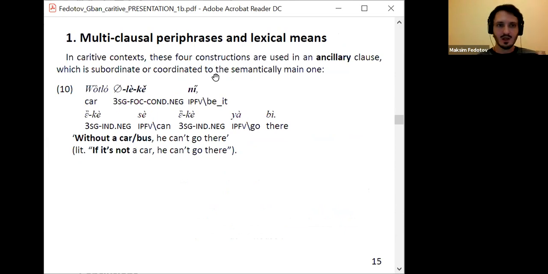Now, in caritive contexts, when such a device is used, it is actually used in an ancillary clause, so an additional clause, which is subordinate or coordinated to the semantically main clause. For example, to say without a car, he can't go there, you can say if it's not a car, he can't go there. Something probably similar to English, but for a car, he can't go there. And here you can see that it is actually a negative identification construction that we saw 2 slides ago.